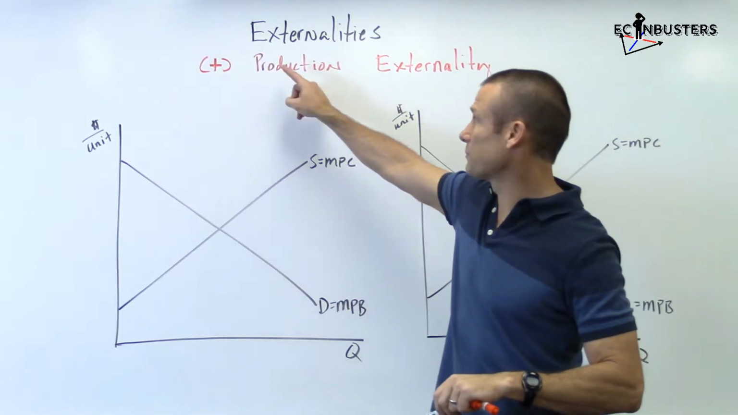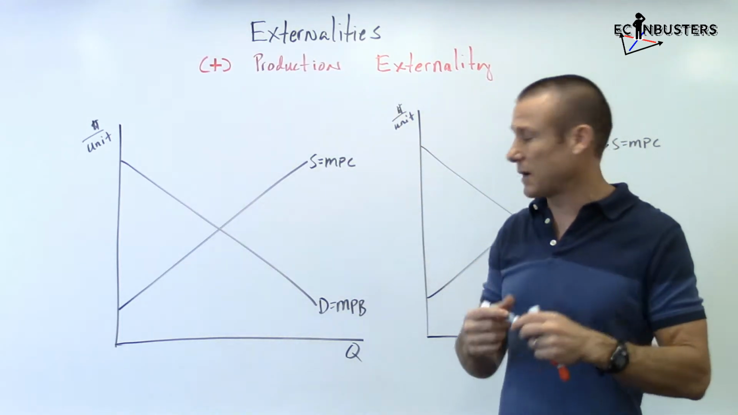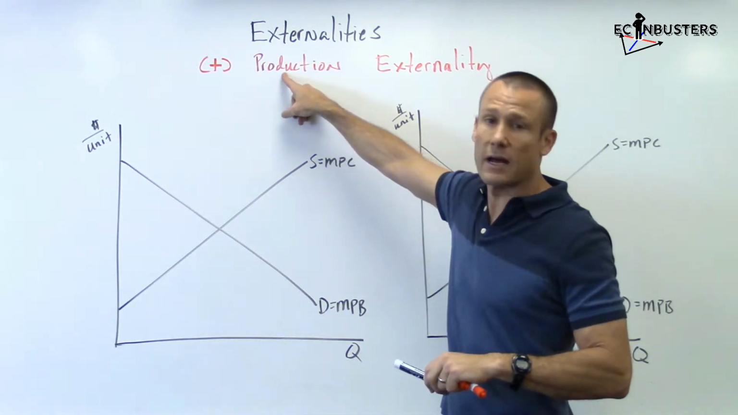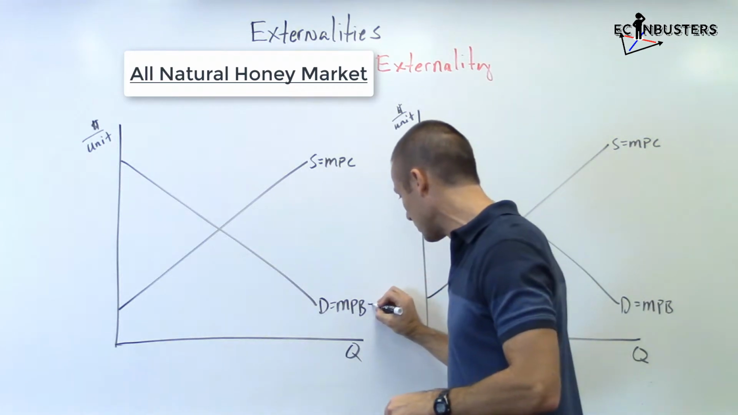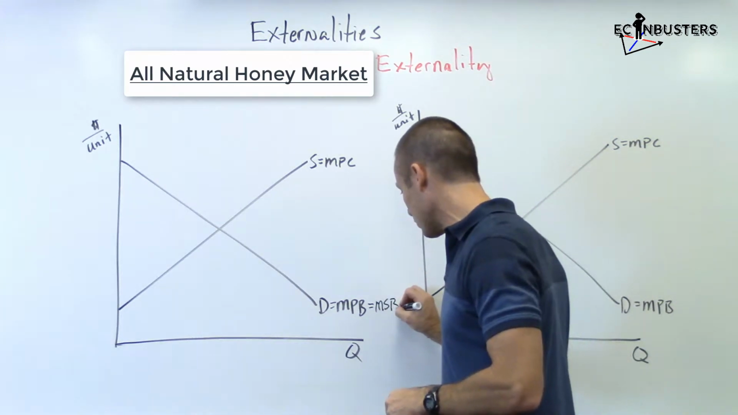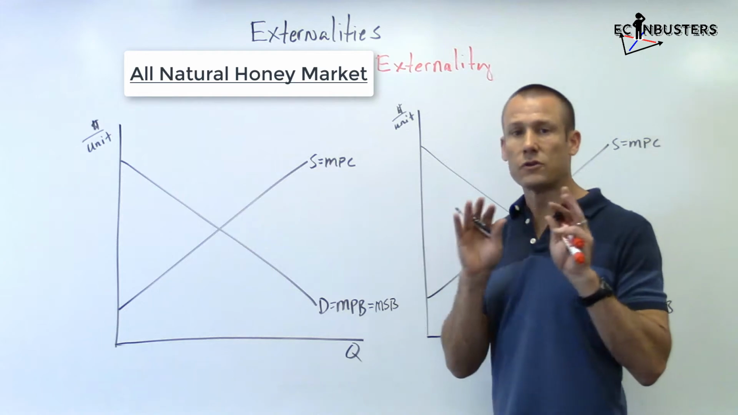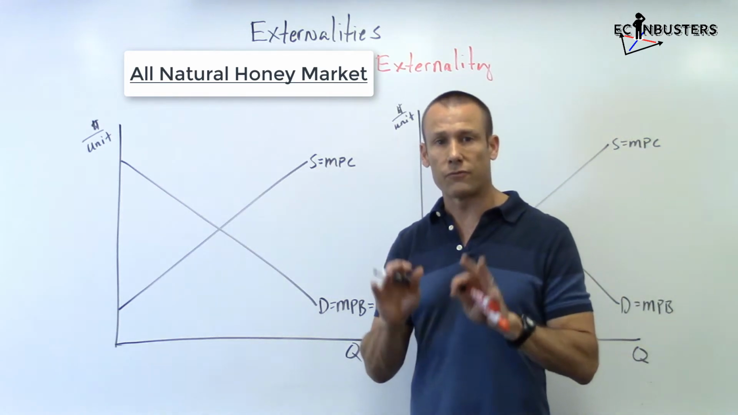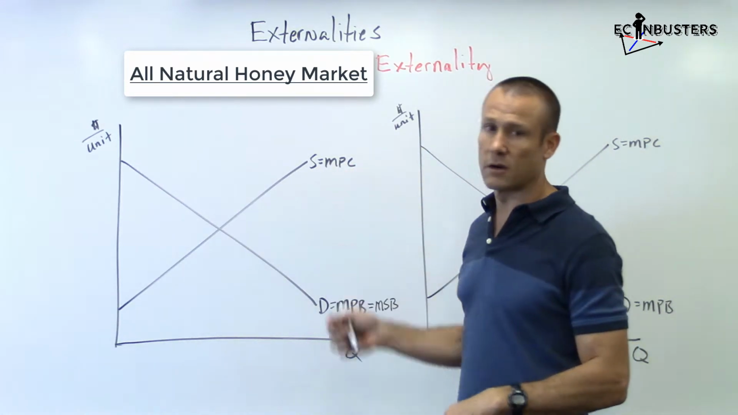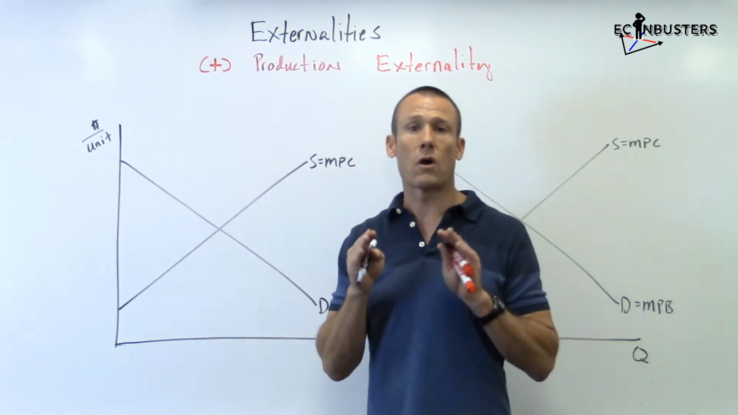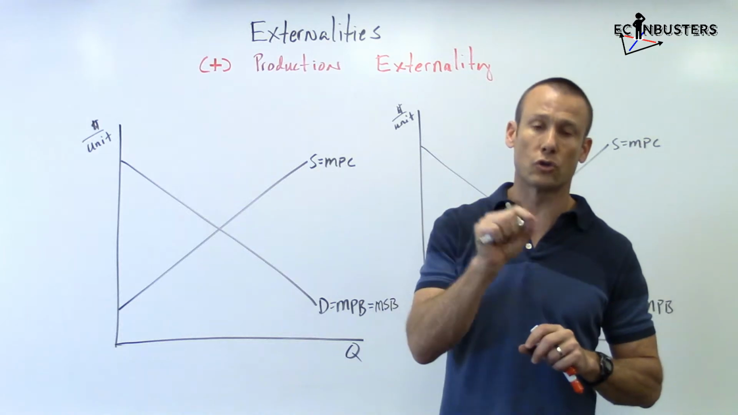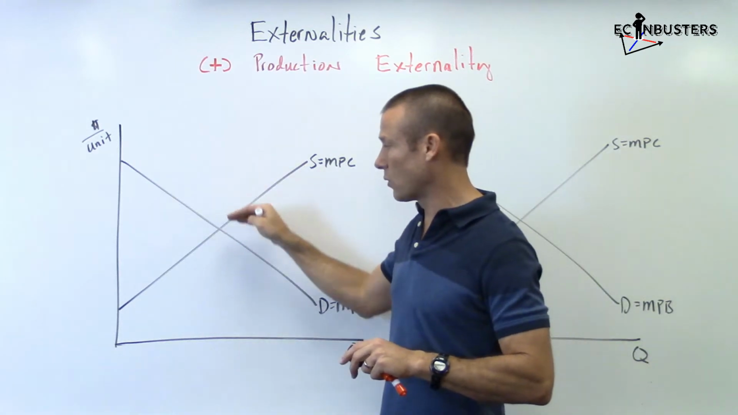I got a positive production externality. The way that I like to teach my students is I say, hey, it's an externality from production. So there's no externality from consumption. So I tell my students, go right here and put marginal social benefit to show there's no externality at all from consumption. Next question is, it's a positive production externality. So where are we gonna put the marginal social cost curve? Are we gonna put it above it or below it?